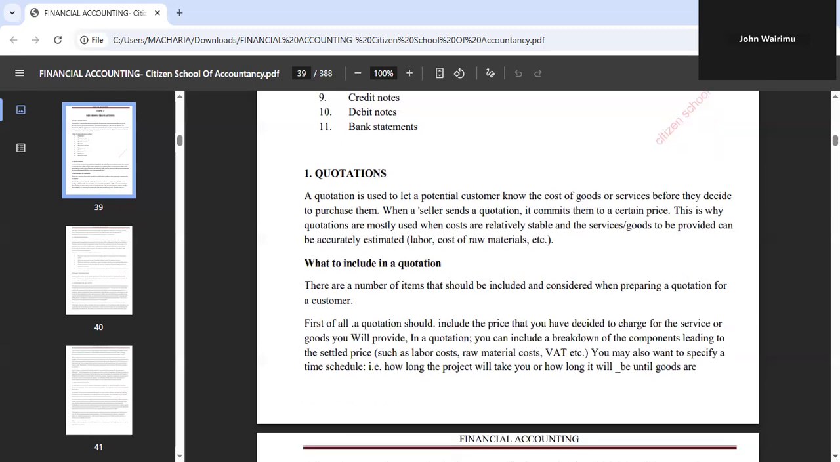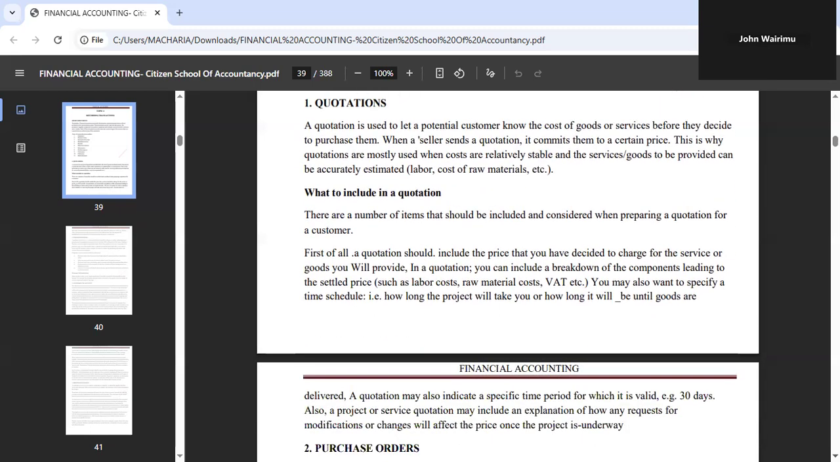And what should be included in a quotation? There are a number of items that should be included and considered when preparing a quotation. Basically, first of all, a quotation should include the price, because you need your customer to buy. And as we look in other courses, the prices determine the demand. So in a quotation, you have to indicate the price that you have decided to charge for the services or goods that you have.